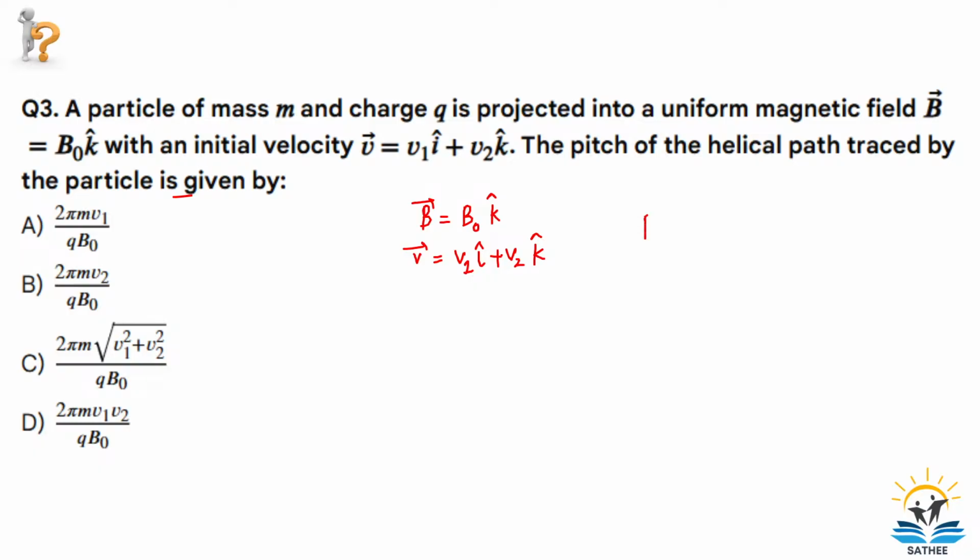So what is pitch? Pitch is 2 pi m v parallel upon qB. So what is v parallel here? Which component of velocity is parallel to the magnetic field? Very easy question. The component which is parallel to the magnetic field, you can replace with the v parallel, and that will be the option.